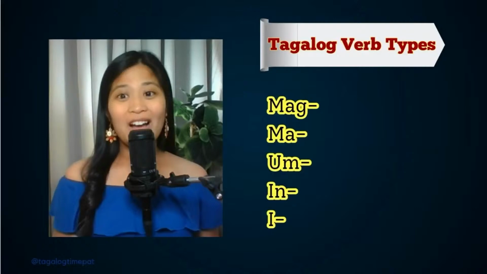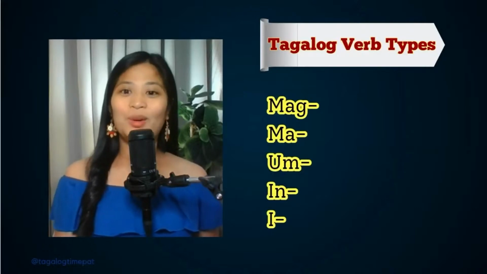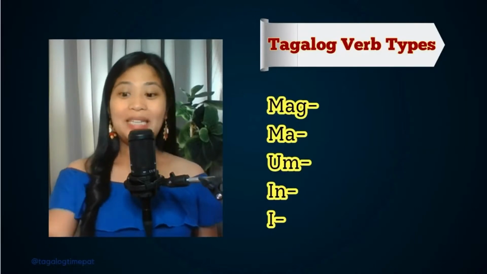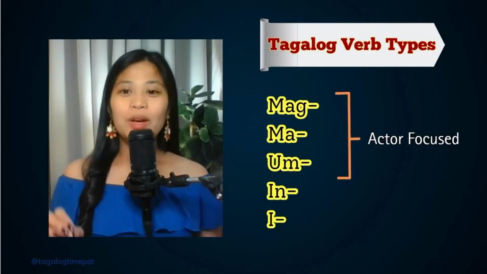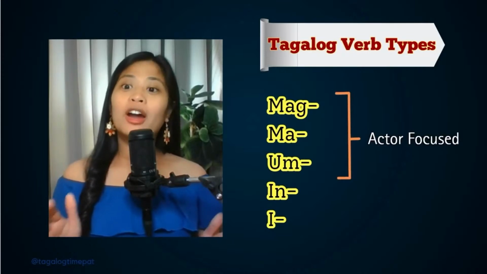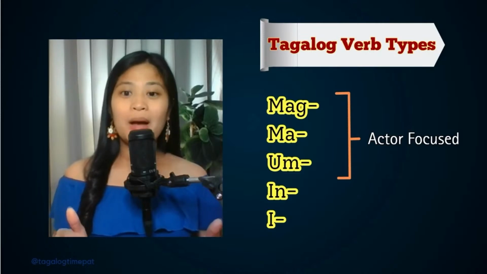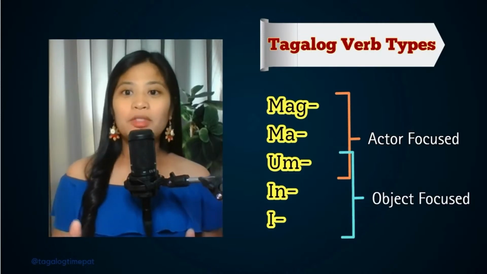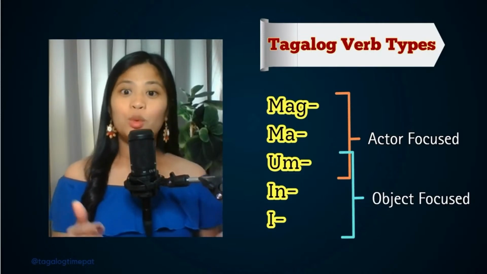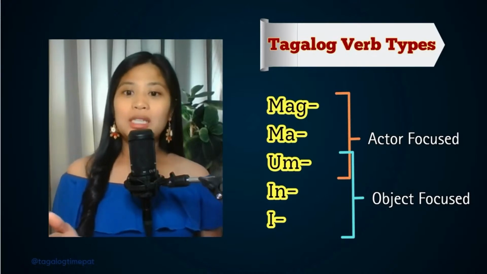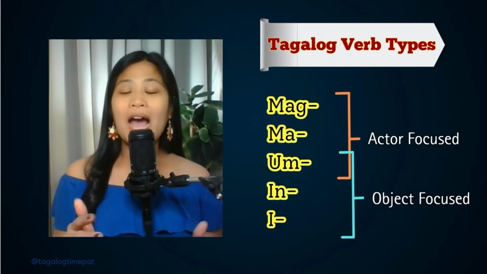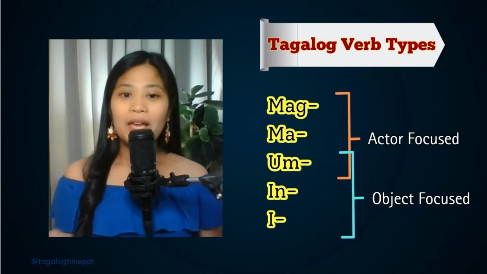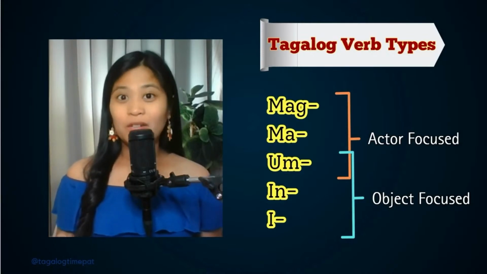Alrighty, so there are 5 main Tagalog verb types: mag, ma, in, and e verbs. And what makes them different is that some are actor-focused, like mag, ma, and then some of these verbs are object-focused, like in, and e. So you can see that some of the verbs can be actor or object-focused, depending on the context of the sentence. And again, in lesson 3, I go over which types of verbs can be actor or object focused.